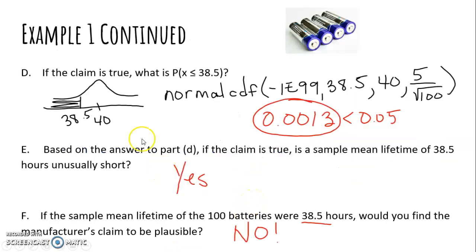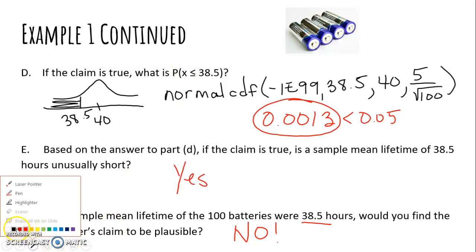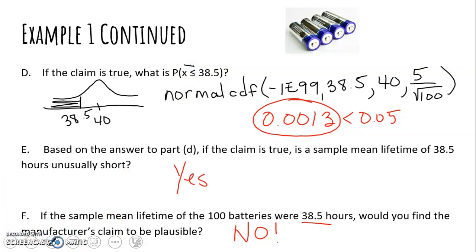Now, if the claim is true that the mean really is 40, what's the probability that the sample mean, they should actually say X bar, that the sample mean is less than or equal to 38.5? So we calculated that and found that to be 0.0013. That's a very small probability. That means the chance of that happening is really slim. If the true mean is really 40, it is very unlikely that you would have a sample of 100 batteries that have a mean lifetime of less than 38.5 hours.